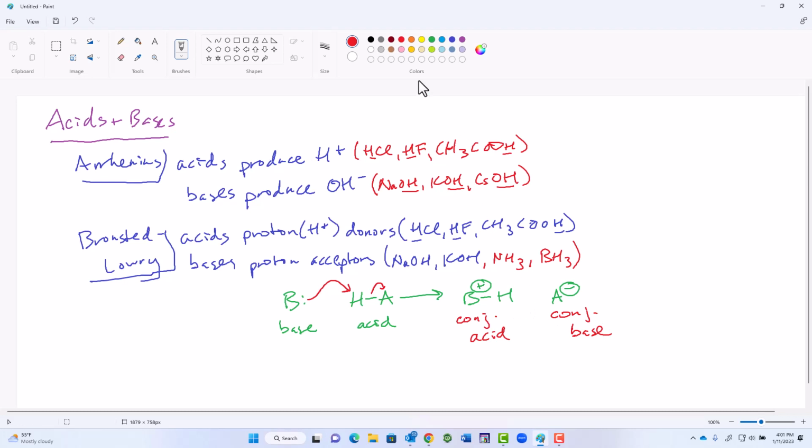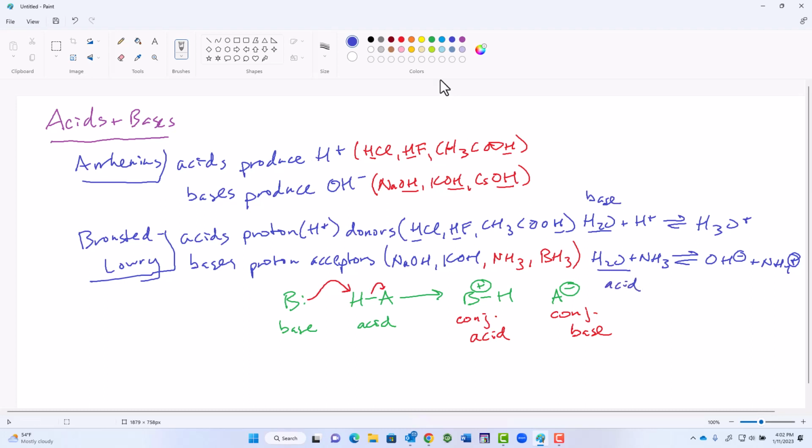So examples like this could include the reaction between H2O plus H+ gives us H3O+. In this case, H2O is acting as a base. Or we can have H2O plus NH3, where we then have OH- generated plus NH4+. In this case, H2O is acting as an acid.